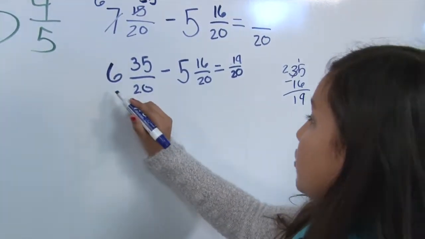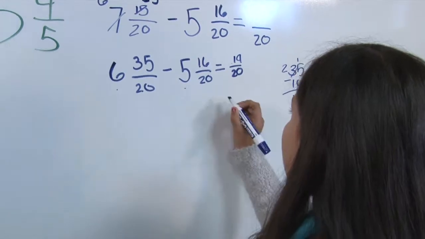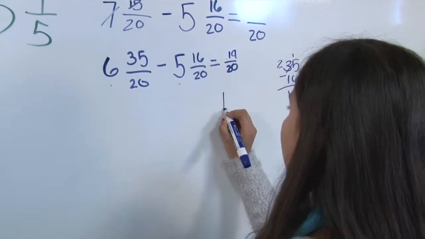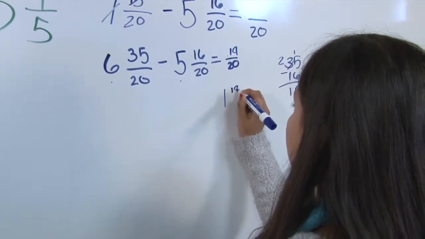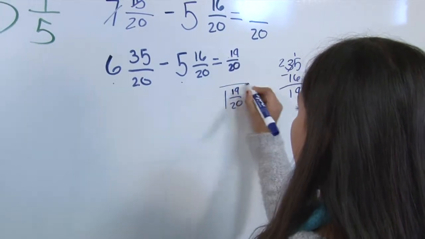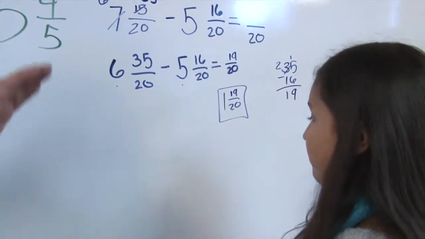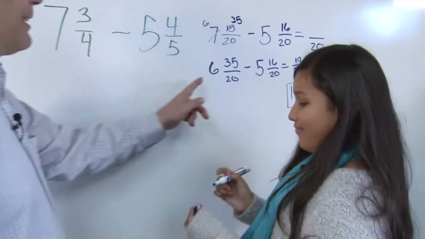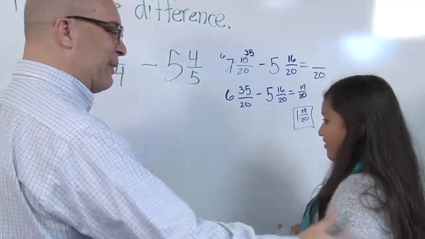What else do we need to do? So now you have to subtract 6 and 5. So 6 minus 5 is 1. 1 and 19 twentieths is your answer. Perfect. Nicely done. I was almost going to think you were going to forget about that 6 and 5, but you got it. Perfect work.